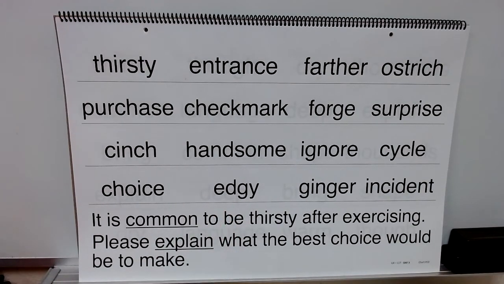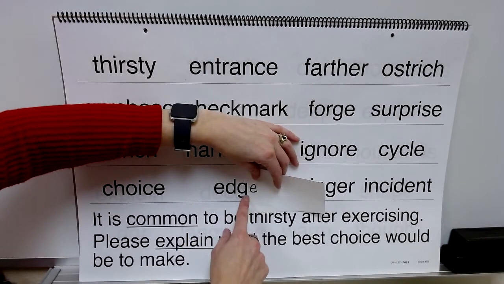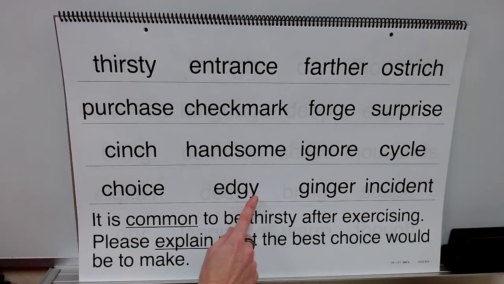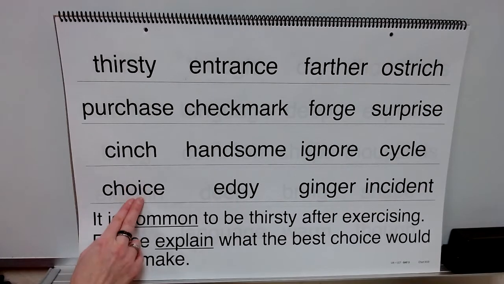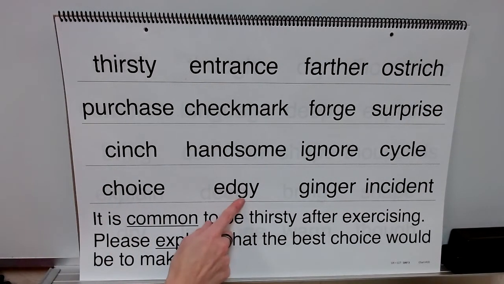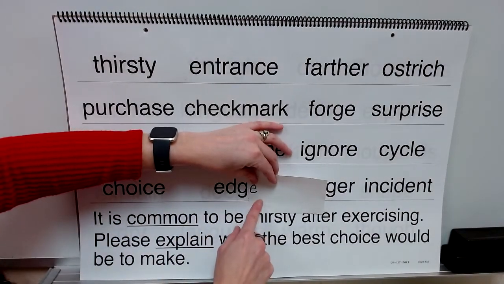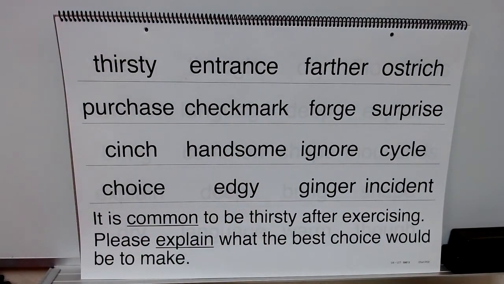This word has a spelling change. What is our base word? Edge. Drop the E, change the E to a Y. Let's try that again. Sound, oi. Word, choice. This word has a spelling change. Base word, edge. We did an E drop to add that ending. What word? Edgy.